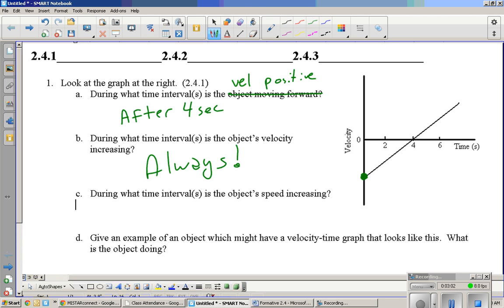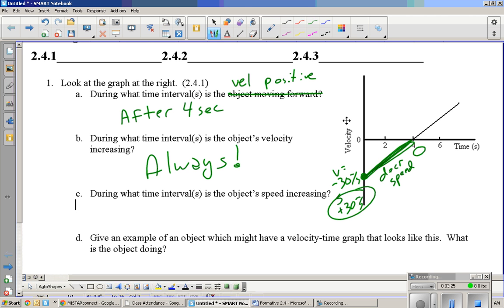Try again. Remember, your speed cannot be negative. So if my velocity here is, for example, negative 30 meters per second, then my speed is actually positive 30 meters a second. So from here to here, my speed is going from 30 to 0. So that's actually a decreasing speed, right?